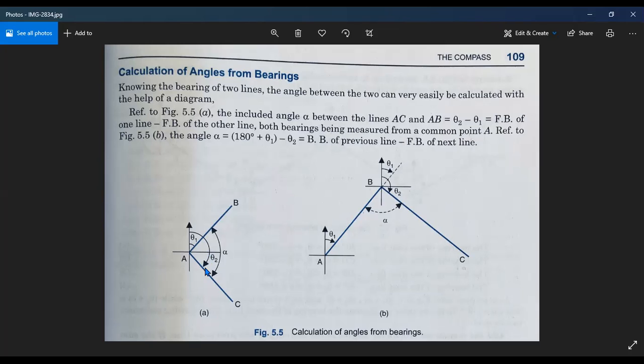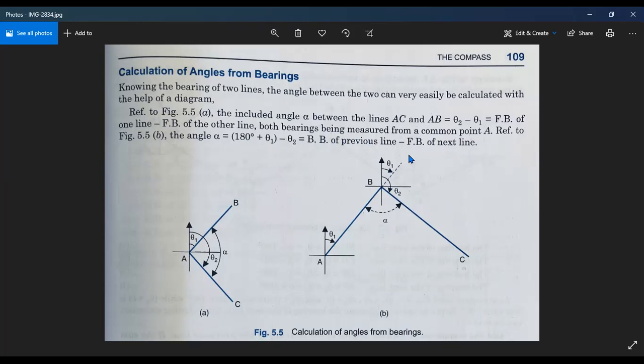So how can I calculate alpha here? Alpha is nothing but theta 2 minus theta 1. Next, if you see line BC here, line AB bearing is theta 1, BC bearing is theta 2. So the included angle between them is alpha in this case. The included angle alpha in the second case is 180 degrees plus theta 1 minus theta 2, or else you can say back bearing of previous line minus fore bearing of the next line.